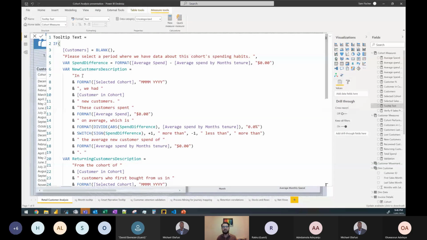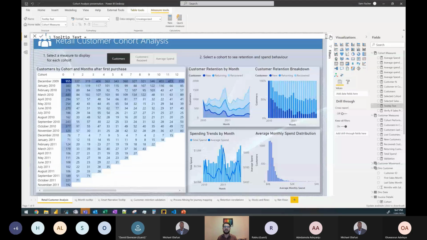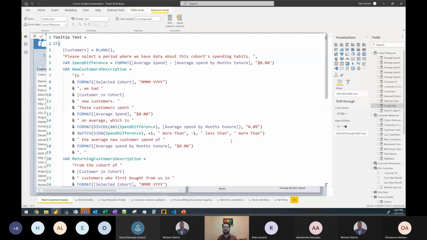But the way this is structured basically says, if I make this a little smaller, is it going to let me? No, I want to be able to see the pivot table at the same time, but that's okay. So for our new customer description, we're saying that in the selected month, we had this many customers and we had this many new customers. They spent this much on average, according to the average spend measure.